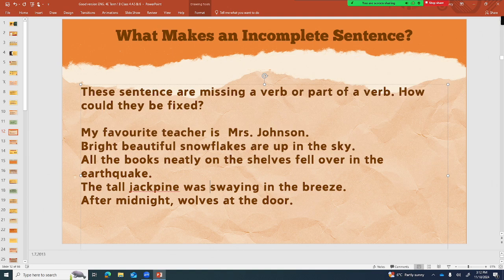After midnight, wolves at the door. Ooh. I could say something simple like the wolves are at the door, or I could say what the wolves at the door are doing. After midnight, wolves at the door howled and whined. Ooh. So I added a verb. Okay, that's all you have to do for those ones. Add the verb.